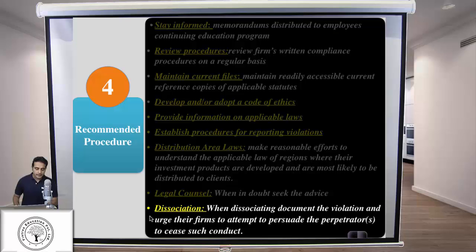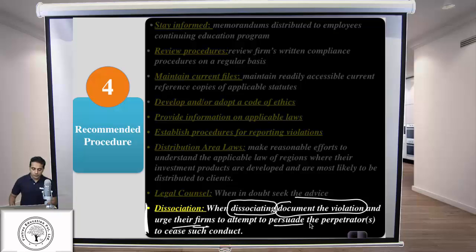Disassociation. Now this is an important one, and it's a recommended procedure, not required. If you decide to disassociate, because you saw others doing something wrong, then document the violation. I should write down why I decided to disassociate, and then urge the firm to persuade the perpetrators to cease such conduct. So my company or organization should persuade you to stop the activity which was otherwise considered unethical. Are we okay here?